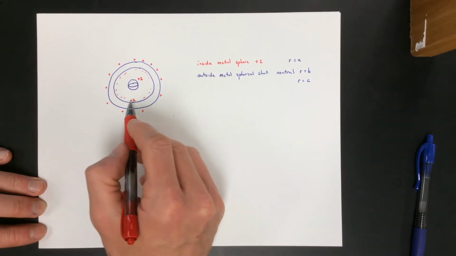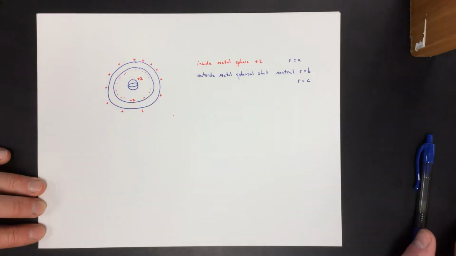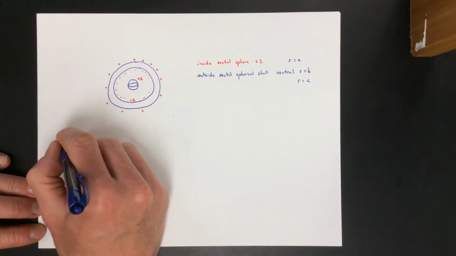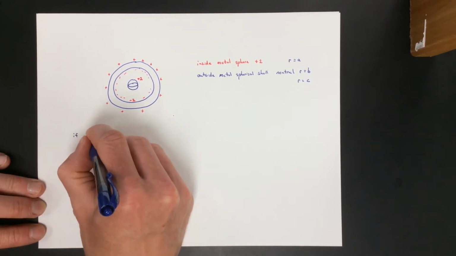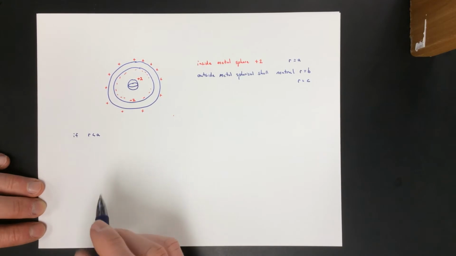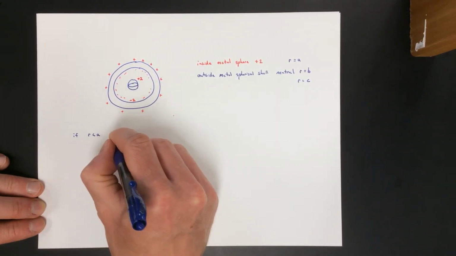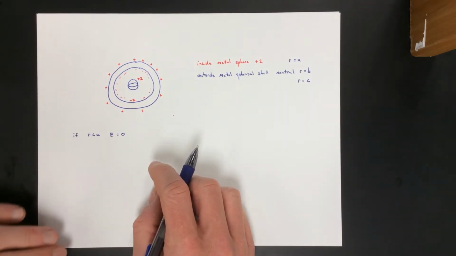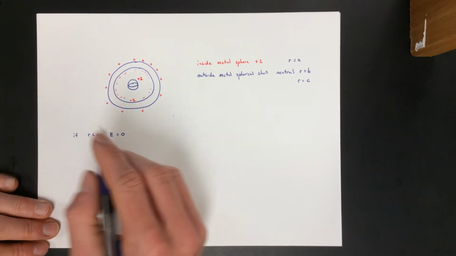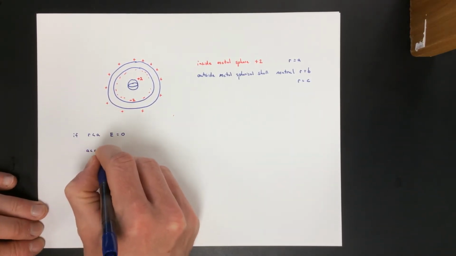But it's going to be important that a negative 2 comes on the inside and a positive 2 is then on the outside. So let's look at all these situations. What is the E field if R is less than A? Well, if R is less than A, that means we're inside the metal sphere. That's easy. The electric field is 0, because the electric field is 0 inside any metal conductor because there's no charge enclosed.